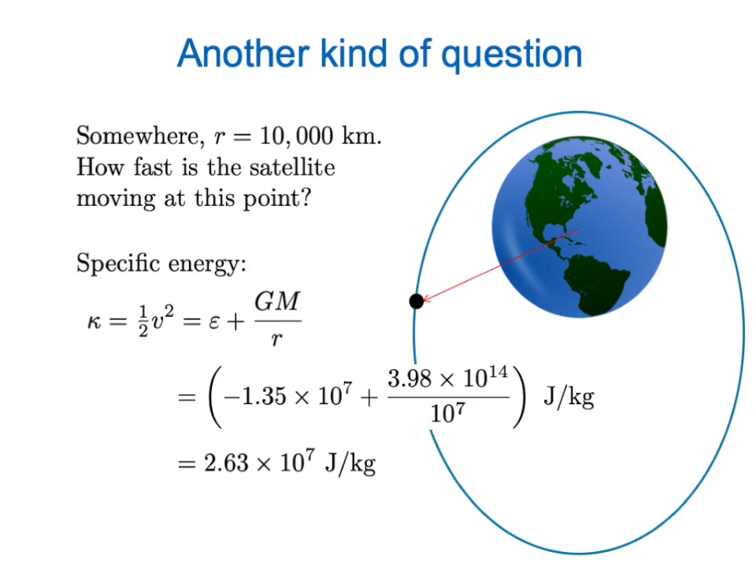The kinetic energy is minus 1.35 times 10 to the 7th joules per kilogram, and we have to add 4 times 10 to the 14th over 10 to the 7th joules per kilogram. That 10 to the 7th is the 10,000 kilometers, 10 to the 7th meters. And we get that the specific kinetic energy is 2.63 times 10 to the 7th joules per kilogram. And from that we can determine that the speed at that point is 7,250 meters per second. That's slower than the perigee speed of 9,000 meters per second, but it's faster than the apogee speed of 3,000 meters per second.